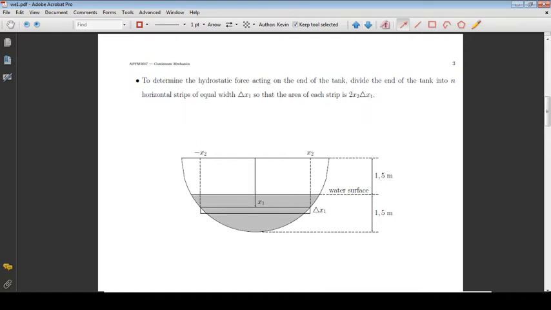To determine the hydrostatic force acting on the end of the tank, divide the end of the tank into n horizontal strips, such that the area of each strip is equal to its length multiplied by its width.